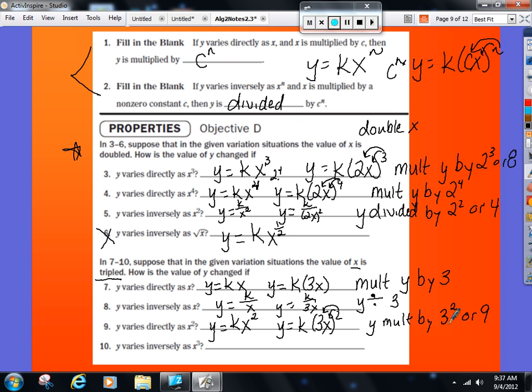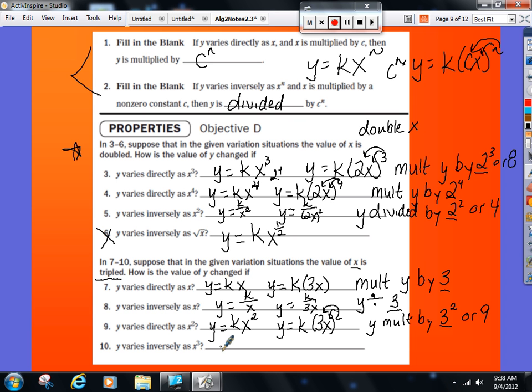I kind of like to use the exponents here instead of simplifying all the way, because you can see the base number is what you're doing to the variables. Are you doubling them? Are you tripling them? And the exponent is what that inverse relationship was about, the squaring.